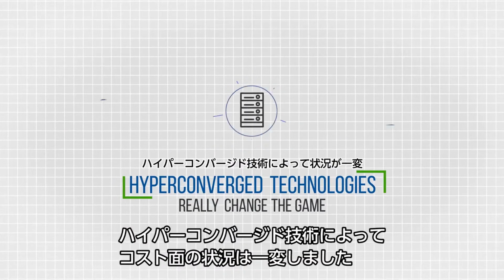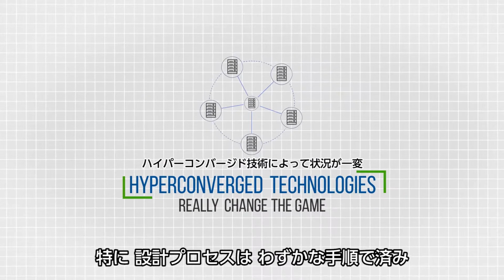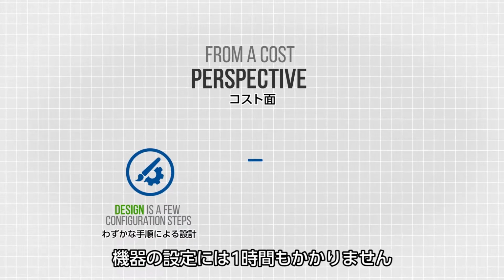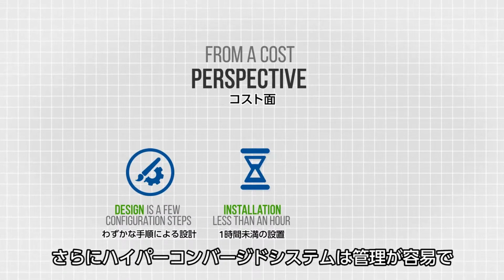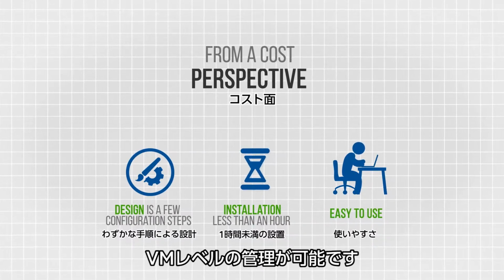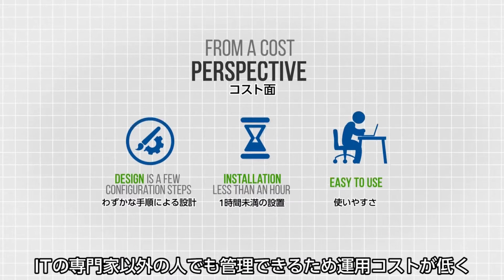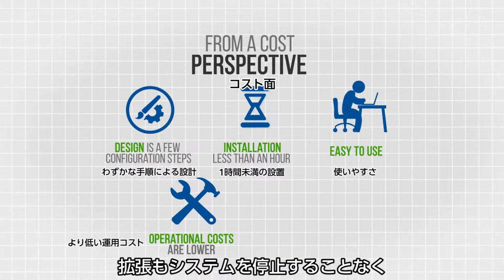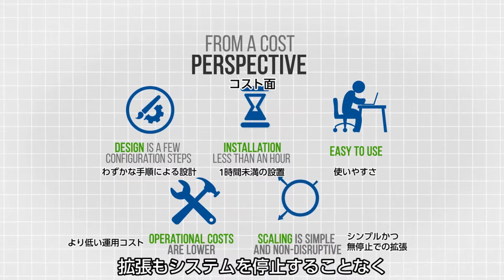Hyperconverged technologies really change the game from a cost perspective. Specifically, the design process is a few configuration steps. Installation, less than an hour. They're easy to use. Hyperconverged systems reduce the management tasks essentially to the VM level. Operational costs are lower. They're designed essentially for non-IT personnel after all. And scaling is simple and non-disruptive. You just add nodes.